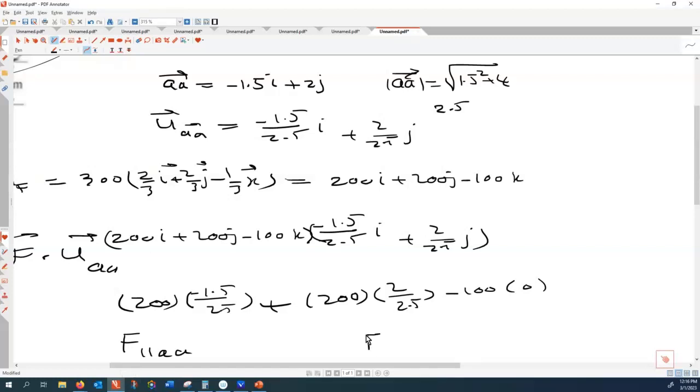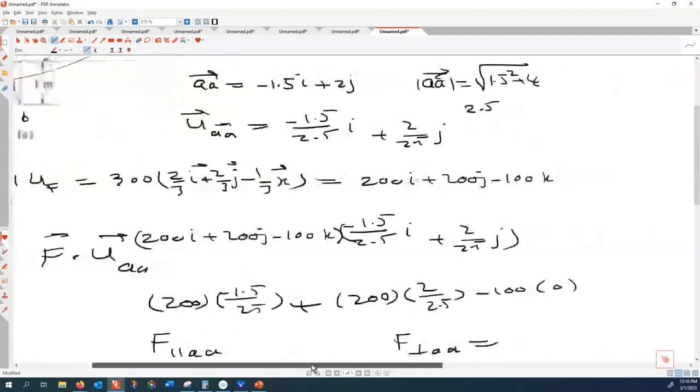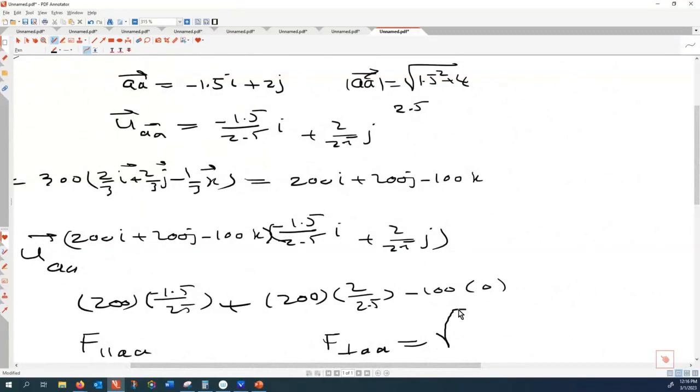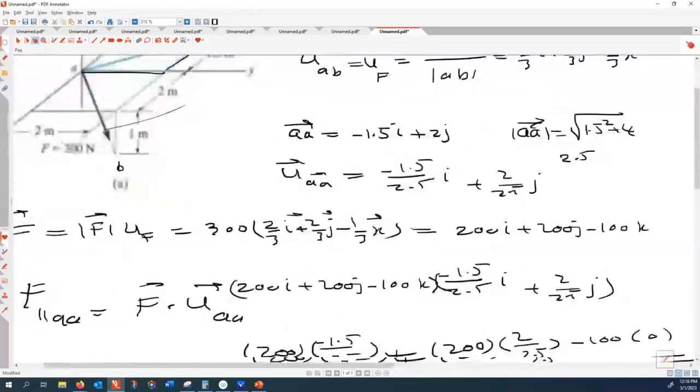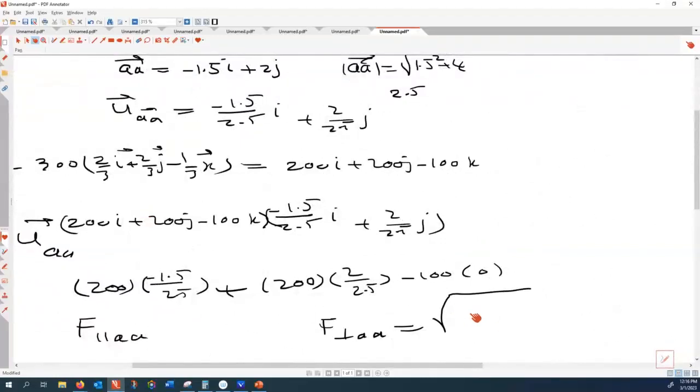And how do you find force normal to AA? That is the magnitude of the force, which is 30. Is it 30 or 300? Yeah, 300. So that is 300 squared minus F parallel to AA squared, whatever that is. I leave it to you for calculation.